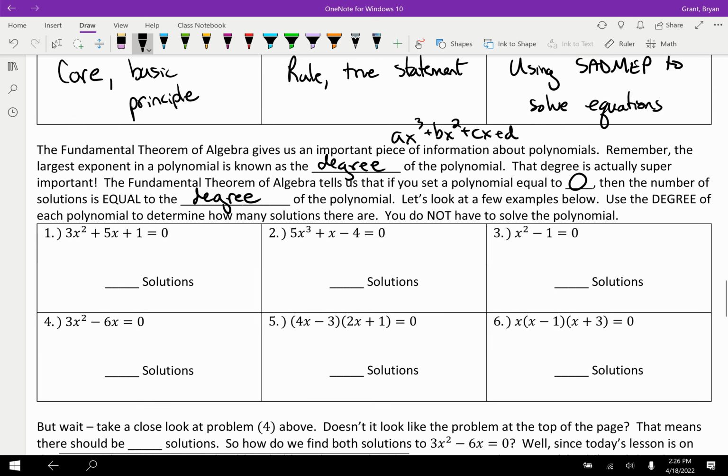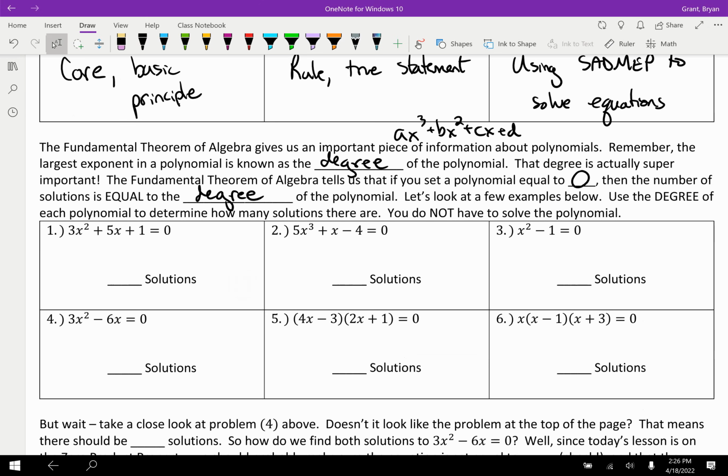So let's look at a few examples below. Use the degree to determine how many solutions there are. We're not actually solving the polynomial, though. So our first equation is set equal to 0. Check. Good so far. And then we need to examine the degree. So we look at the first one and say, what's the largest exponent? The largest exponent is 2. So this is a polynomial of degree 2, and that means when you solve for x, there will be 2 solutions. So on and so forth. 3 solutions, 2 solutions, 2 solutions.